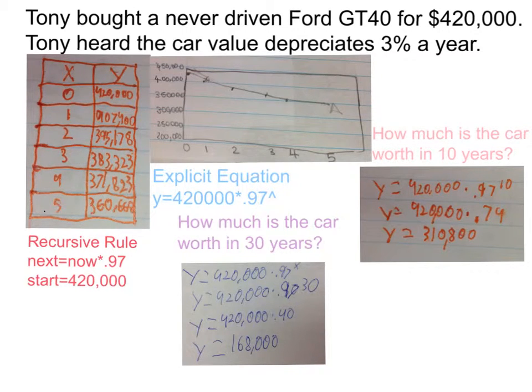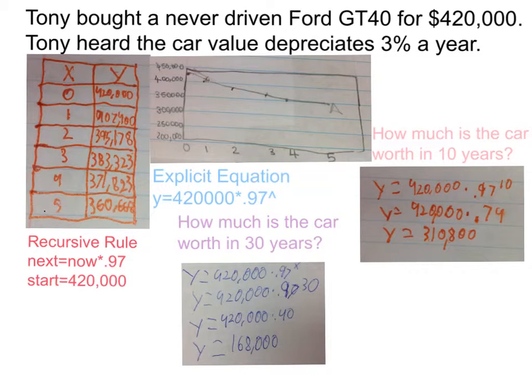How much is the car worth in 10 years? Well, first we do 0.97 to the 10th, which comes to 0.74. 420,000 times 0.74 equals 310,800. That is what the car is worth in 10 years.